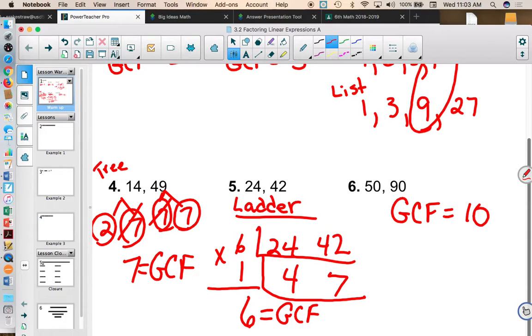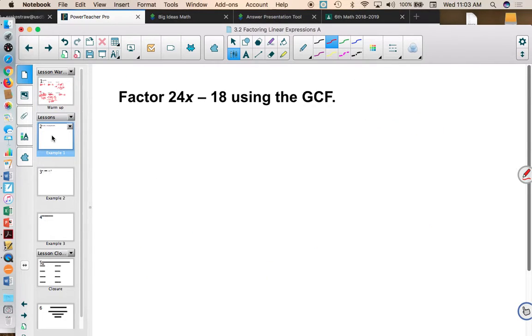And we know it's an expression because it does not have an equal sign. All right. Here's what it's telling us to do. Factor 24x minus 18 using the GCF. When we're factoring, we're basically just undoing the distributive property. We're doing it backwards. We're undoing it.